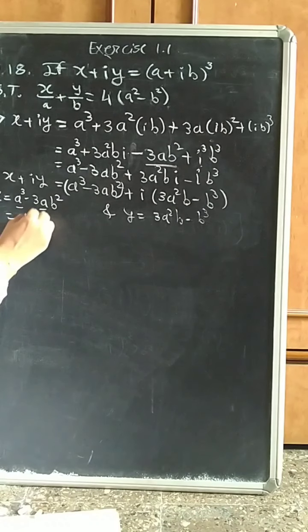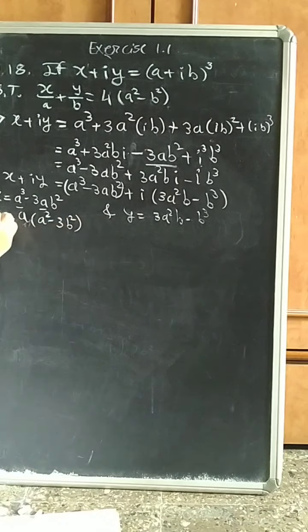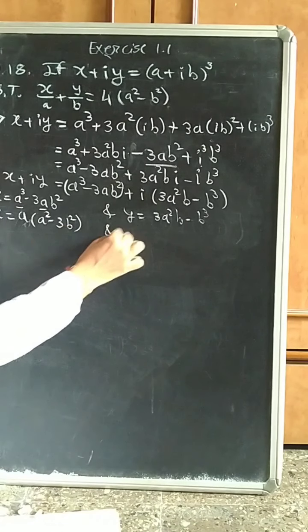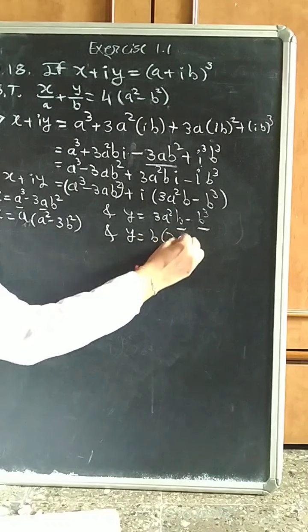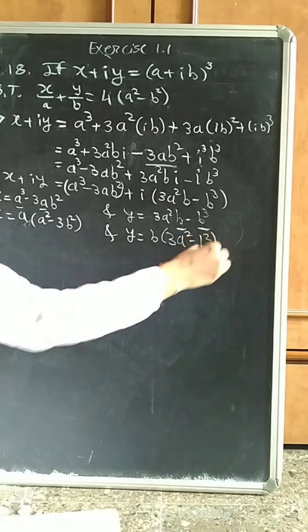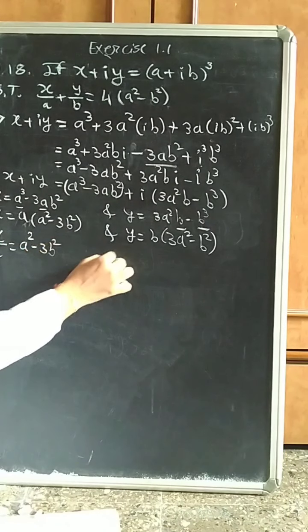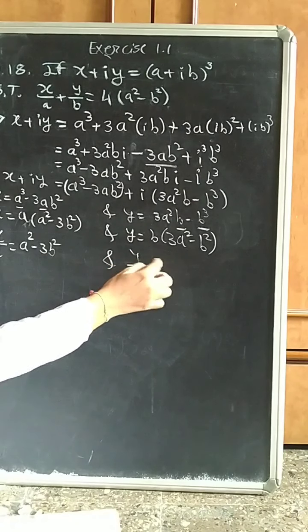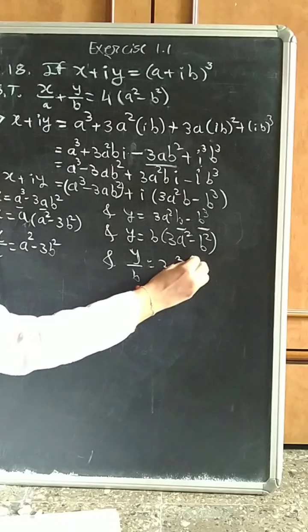a common काढला, a square minus 3b square, x equal to, and here y equal to, इथे b common निघतोय, so b is 3a square minus b square. Now x upon a is a square minus 3b square and y upon b equal to 3a square minus b square.